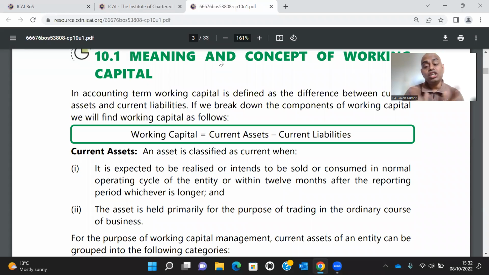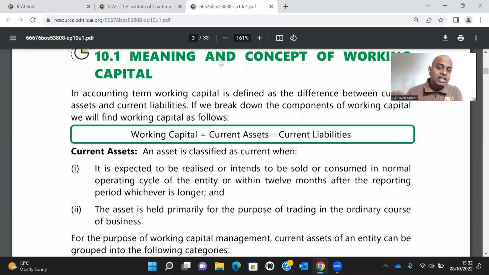Previously, I'm not speaking about FM, I'm speaking in general. Previously, the classification of an asset into a current asset or a fixed asset was made based on a criterion called 12 months. Any asset that can be converted into cash within one accounting year or 12 months is considered a current asset; what is not a current asset is considered a fixed asset. You understand?